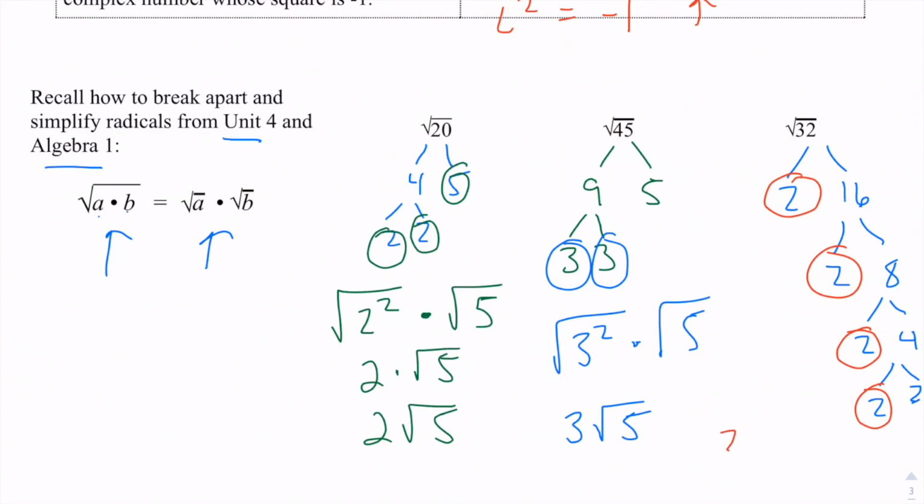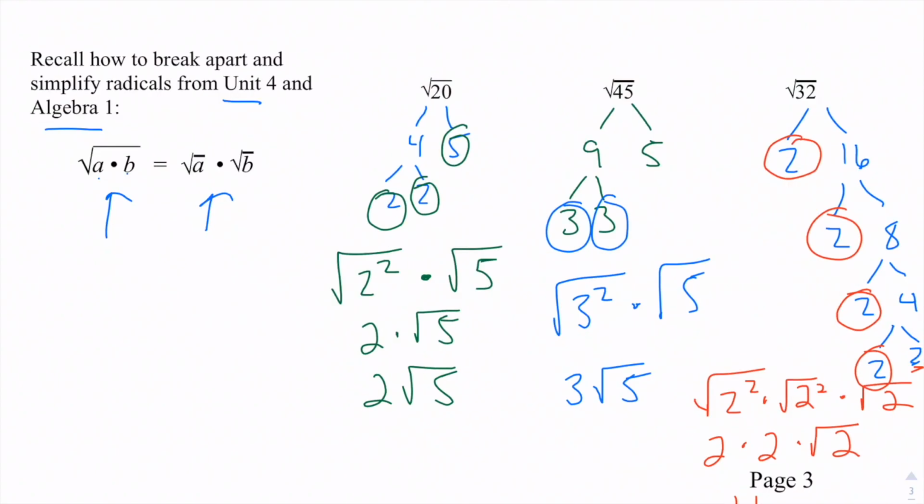So I'm going to have the square root of 2 squared times the square root of 2 squared times the square root of 2, because this one right here is the one that doesn't have its partner. Well, these simplify into 2 times 2 times the square root of 2, which gives me 4 square root of 2.